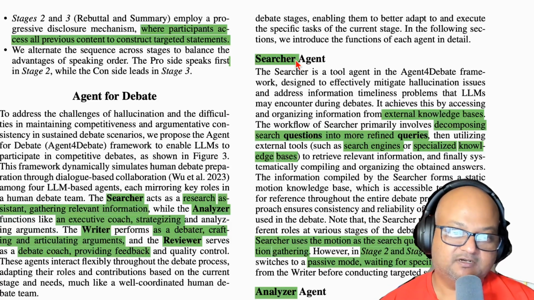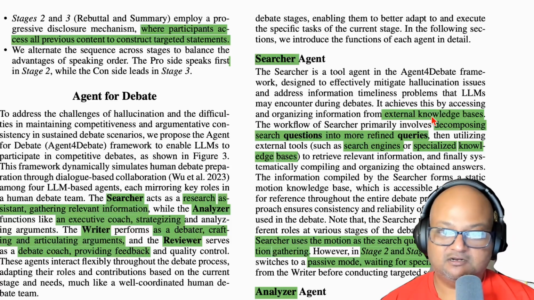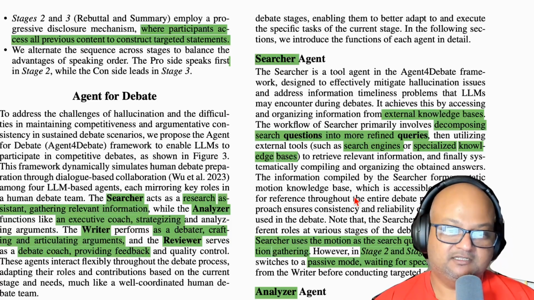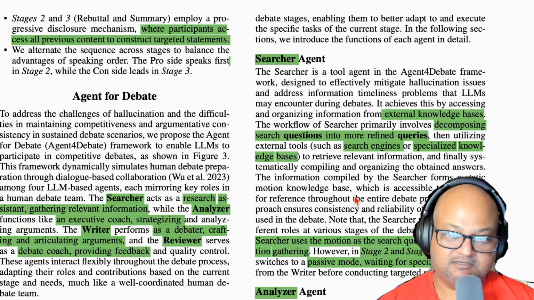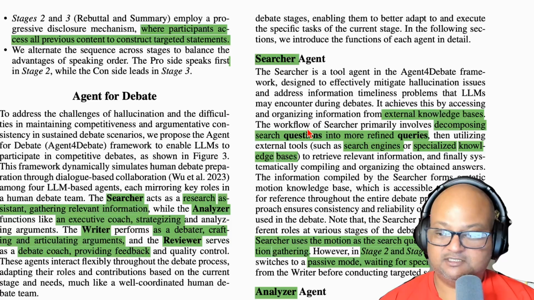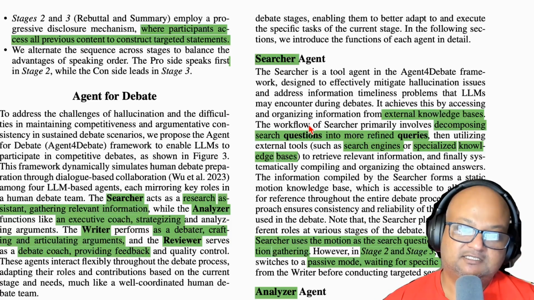So let's look at the first agent, the searcher agent. Its job is to go and find out facts and information about the debating topic. And this is where it can look up external knowledge bases, it can do web searches, and you would typically think of this as basically the retrieval agent. One of the jobs it does is taking questions and refining them into queries against these data stores.